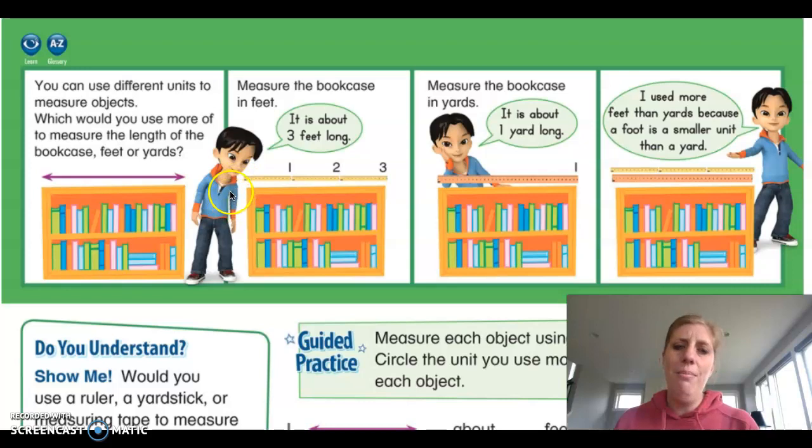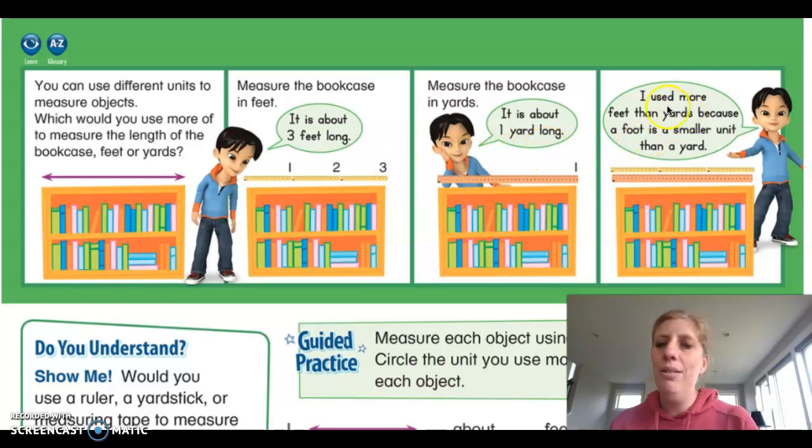So here we see him measuring in feet, and he's got 1, 2, 3 foot-long rulers together. So 3 feet. Measure the bookcase in yards. And we see him here, he's got 1 yardstick. So it's 1 yard. Okay, so 3 feet, 1 yard. Which did he need more of? Which did he use more of?